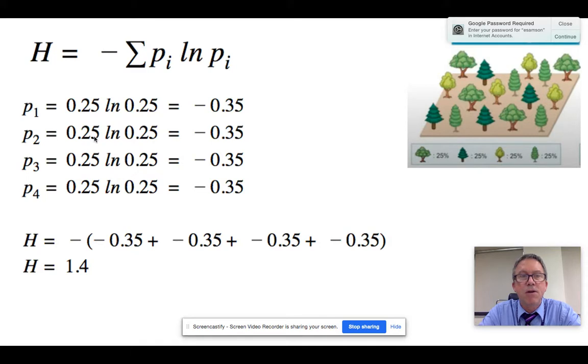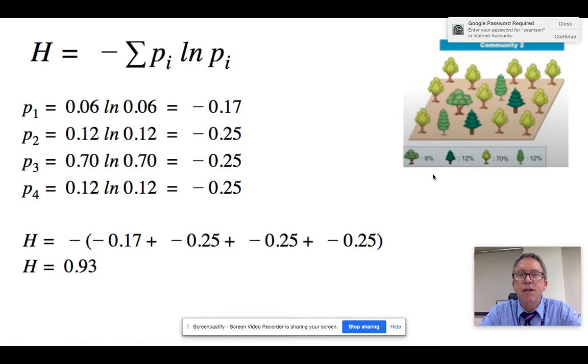Since they all are the same, 0.25, when I sum these up, I get negative 1.4. But remember, I'm taking the negative of it, just so I'm not dealing with negative numbers, and not confusing people by asking whether a bigger number is more or less. That's why we take the negative. So for this particular ecosystem, the biodiversity is 1.4. Okay, let's look at the other one we had, the one where we said same richness but less biodiversity because there was less evenness.